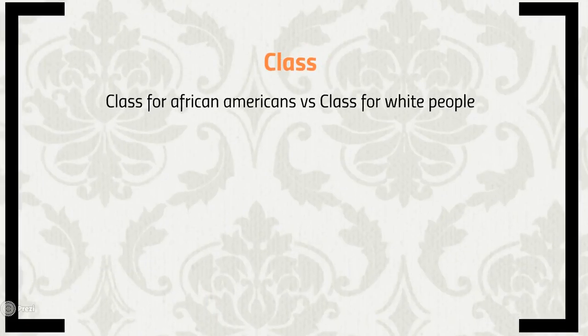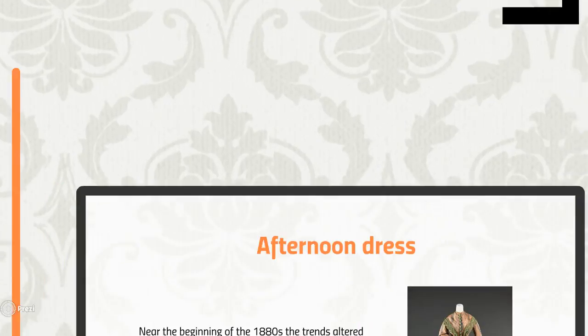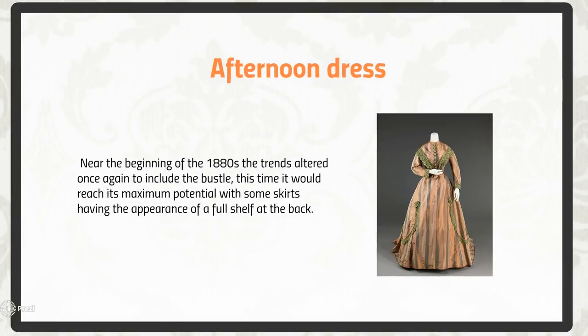Another big factor in the evolution of American society was class. Class in America had a different evolution based on race and gender. Because we've already discussed race, I would like to focus on the difference in the evolution for white people and African Americans. We can see how in the 1800s, in this picture, there was a possibility for white people to show off in social groups.